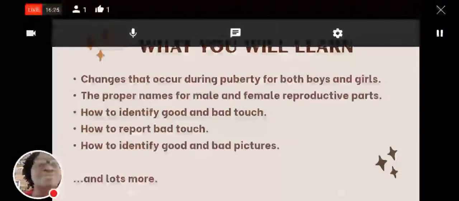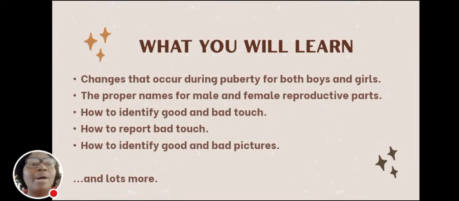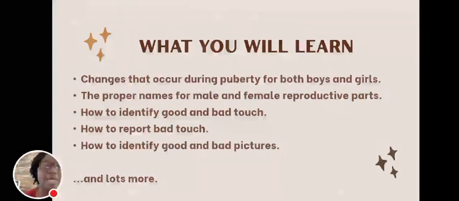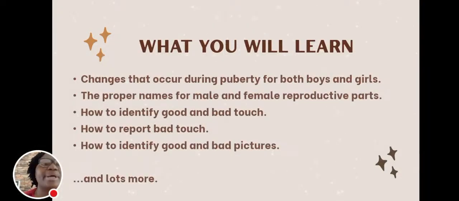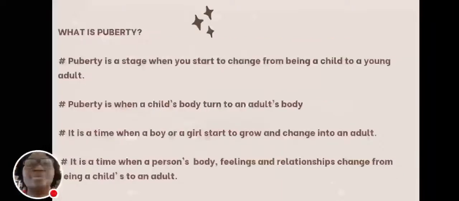I was talking about what you will learn in this seminar. The first thing is you will learn the changes that occur during puberty for boys and girls. You will learn the proper names of male and female reproductive parts. You will learn good and bad touch. Then you will learn how to report bad touch and how to identify good and bad pictures. So let's go on. Let's start immediately.